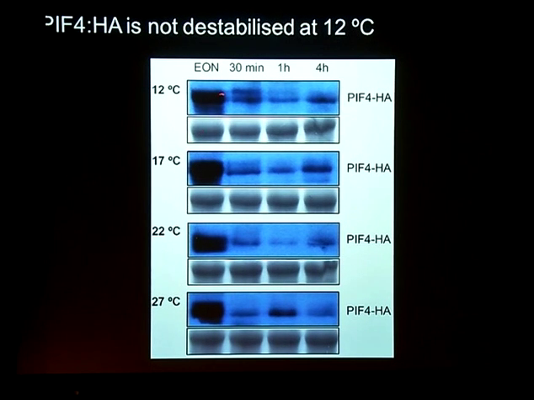That's already well known. The point is, at 12 degrees at the end of night, you have just as much protein as at all the other temperatures, as far as we're concerned. There are small effects of temperature on the transcript level of the endogenous PIF4 gene, but these are quite small effects, and you still see significant expression of PIF4 at low temperatures. So if there's lots of protein, then what could be going on?